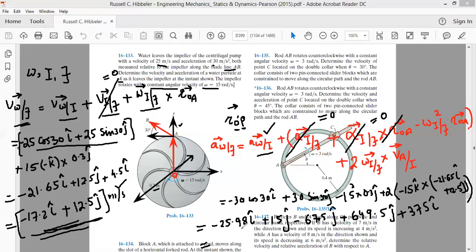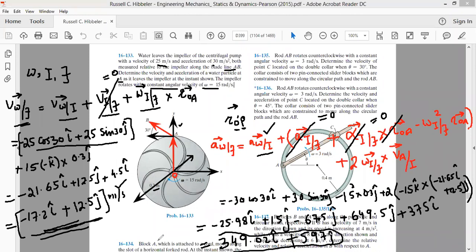If we now add up the terms, we have 25.98 i cap plus 375 i cap, which is equal to 349.02 i cap. Then we have acceleration along j cap, which is 15 plus 649.5 minus 67.5, equal to 597 j cap. So this is the final expression for our acceleration.